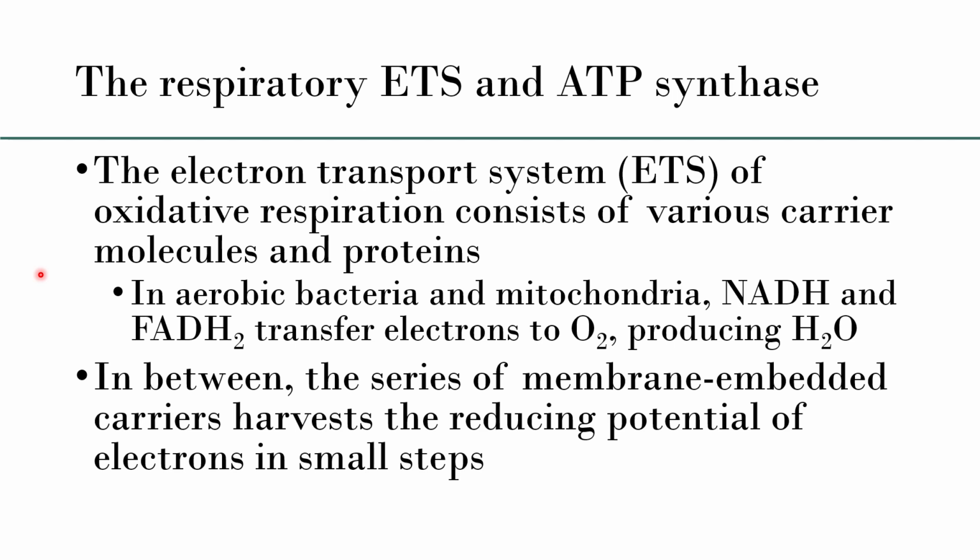The electron transport system is going to use various carrier molecules and proteins, as I've already kind of alluded to. We're using mainly NADH and FADH2. NADH more readily gives up its electrons and can give up more energy in its electrons than FADH2. And they're going to transfer them to oxygen, which is our terminal electron acceptor, and make water as a result. This is going to be aerobic bacteria and mitochondria. So there are bacteria and organisms that do this slightly differently, but we're going to look at it right now in terms that we can understand, in terms we're more familiar with.